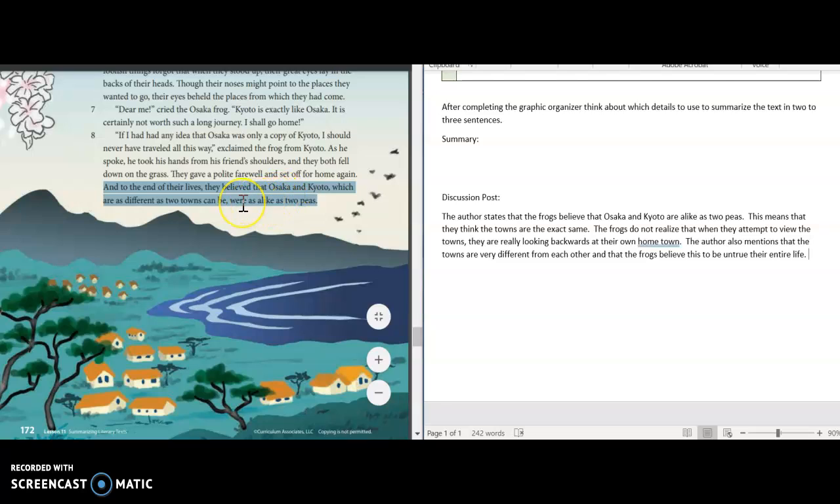As long as we understand that what the frogs were viewing was basically incorrect, it was their hometown, not the town they were trying to travel to, and that they believed that they were just the exact same, and so they ventured home. Today, after watching this video, you guys have some multiple choice questions that you're going to respond to, and then we will go over those next week. Let me know if you guys have any questions about this work.